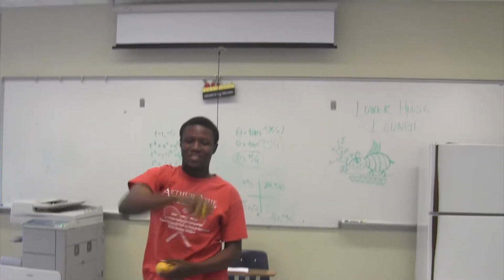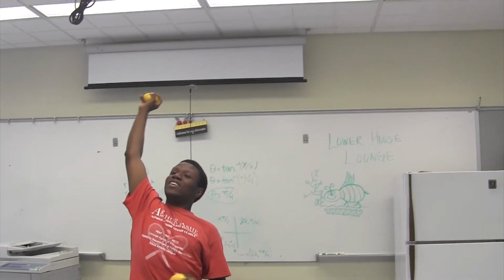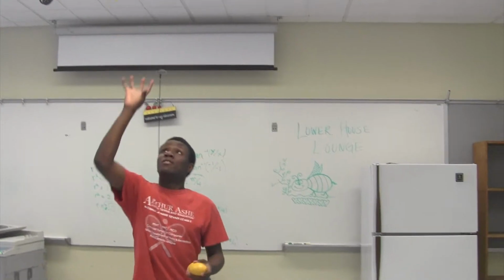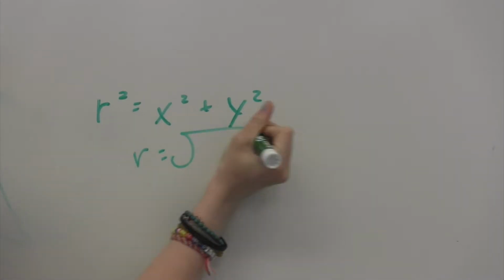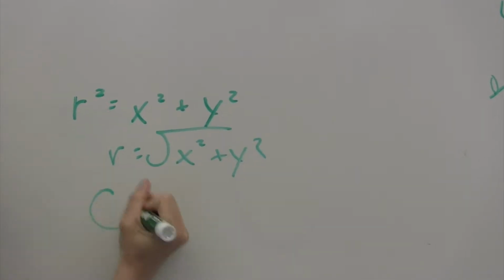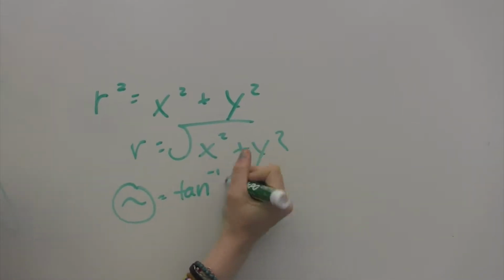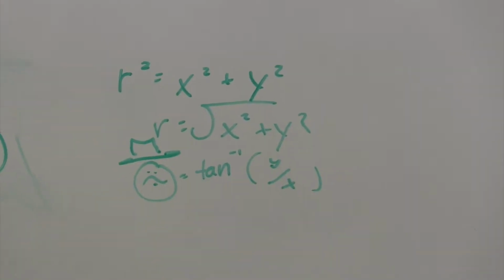Lemons are good. So let's try the first problem. All we have to do is use the Cartesian to polar conversion formulas. They are r squared equals x squared plus y squared, r equals the square root of x squared plus y squared, or theta equals the inverse tangent of y over x. So let's try it.